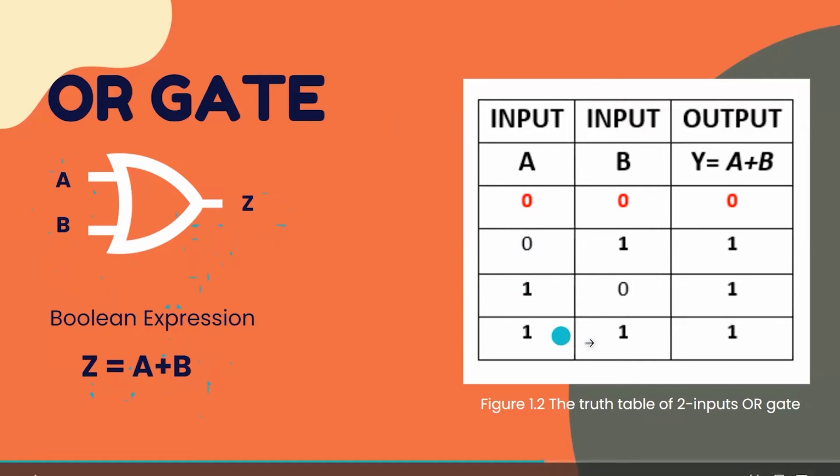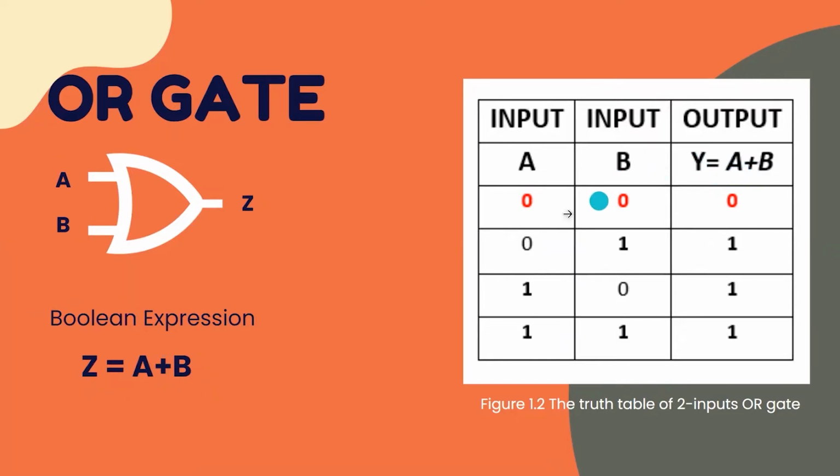The truth table for this OR gate is given like this: inputs A and B, output Y is equal to A plus B. 0 plus 0 is equal to 0, 0 plus 1 is equal to 1, 1 plus 0 is equal to 1, 1 plus 1 is equal to 1. From this truth table, the operation can be explained like this: if one of the inputs is high, the output is also high. Only when both inputs are equal to 0 do we get 0 as our output.